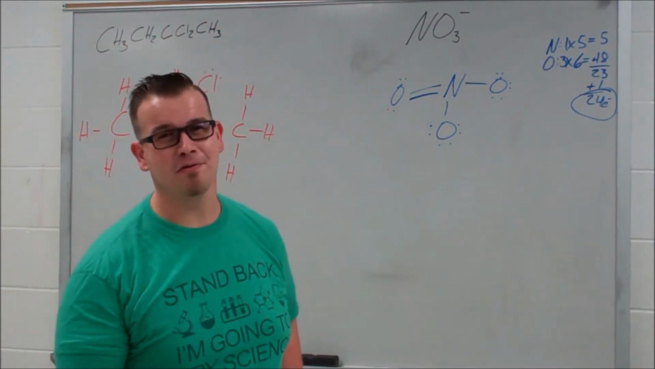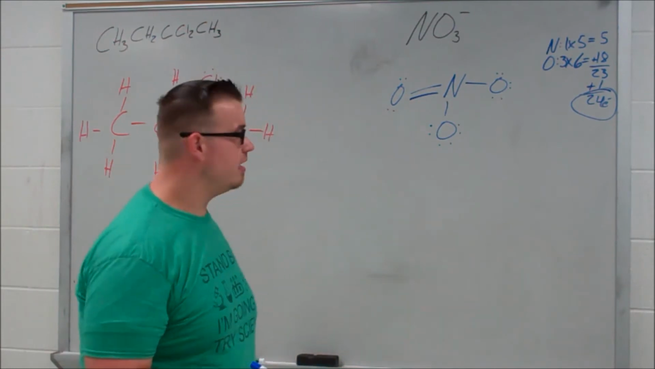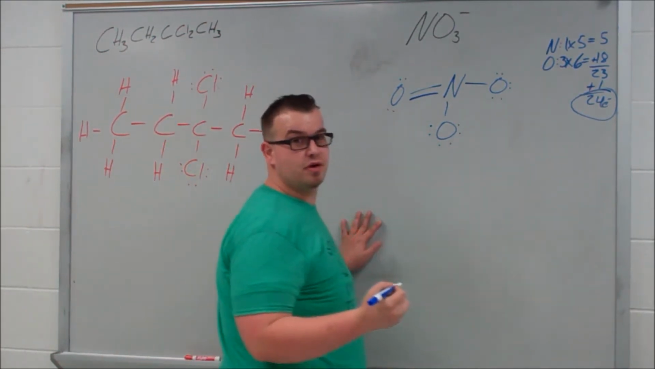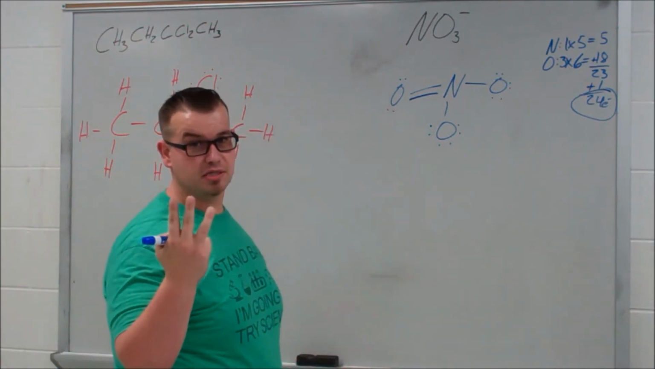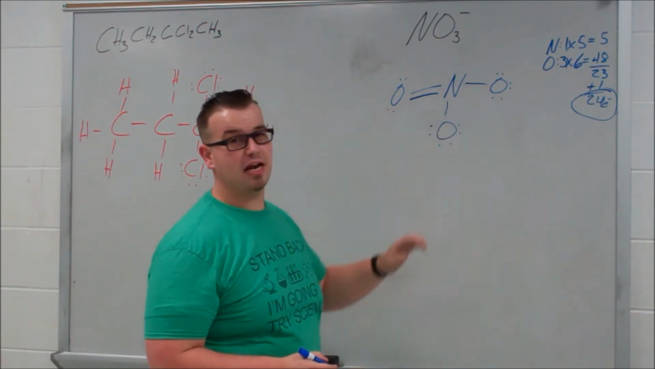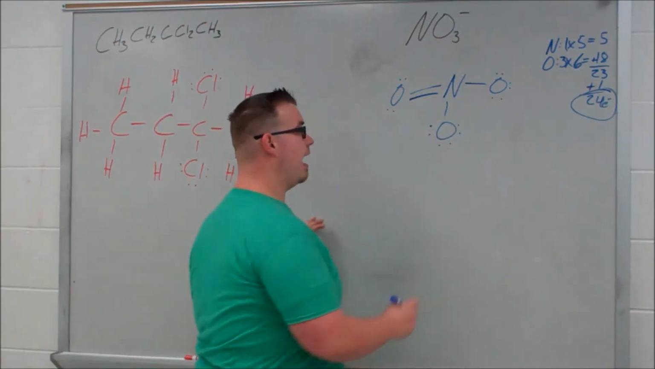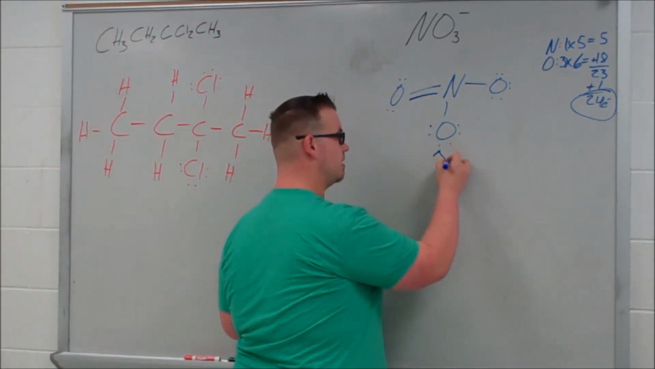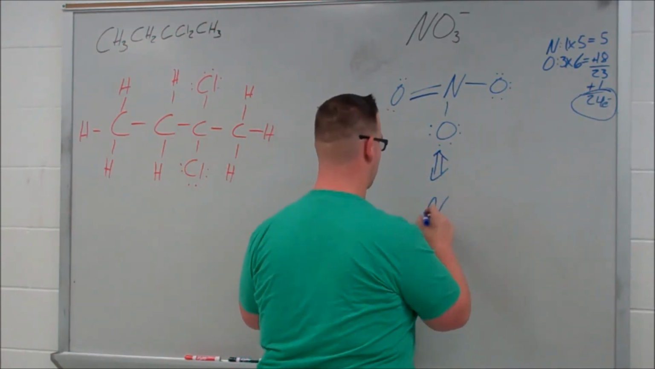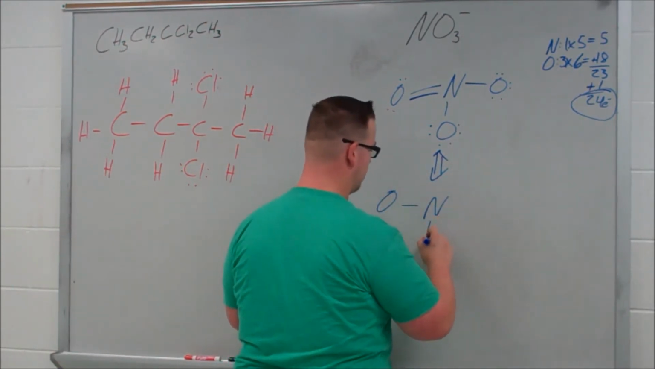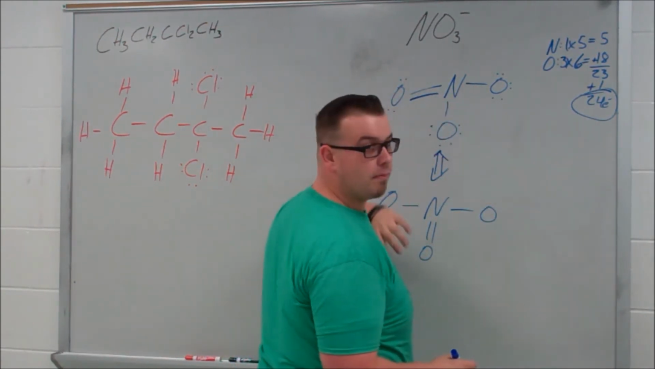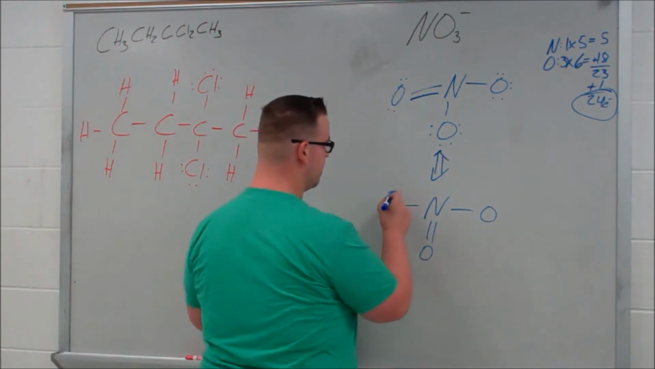Do not forget resonance structures. So in this case, I have 2 other resonance structures. There's 3 structures total. How do I know that? There's 3 places I could have put that double bond. So I need 2 more structures. Remember, I just did the arrow method. And I just like to take my double bond and shift it around there.